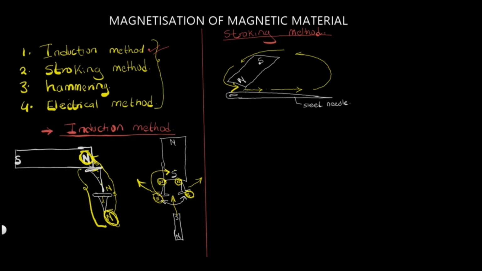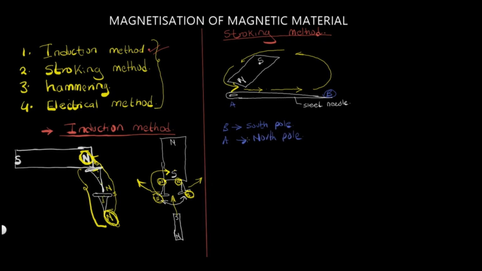Now what do you think will be the polarity of this needle? Let's call this point A, and let us call this point B. What do you think will be the polarity of point B? The polarity of point B will become the south pole. So B becomes the south pole and A becomes the north pole.